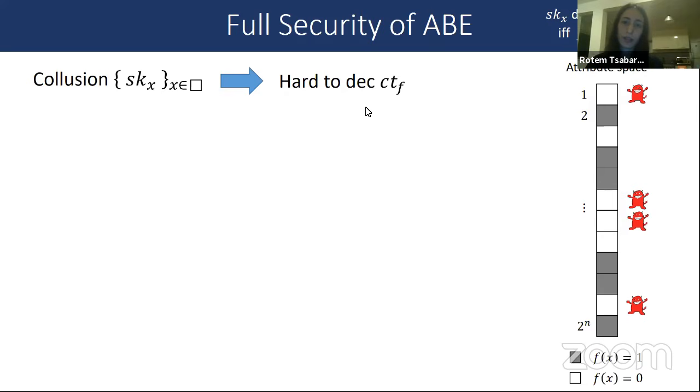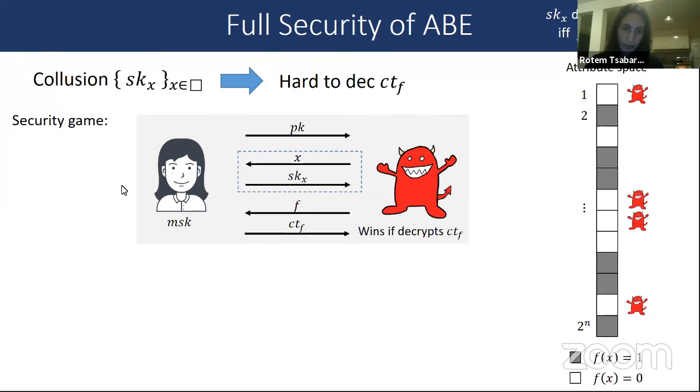So the way to say this a little bit more formally is by using a security game between the challenger, which has the full decryption permissions, and the adversary. So the adversary gets to see the public key of the scheme, and then you can query for decryption keys. So in that phase, you can make multiple queries, and in each such query, he will send an attribute X, and then the challenger should generate the respective key for this attribute X and return it to the adversary.